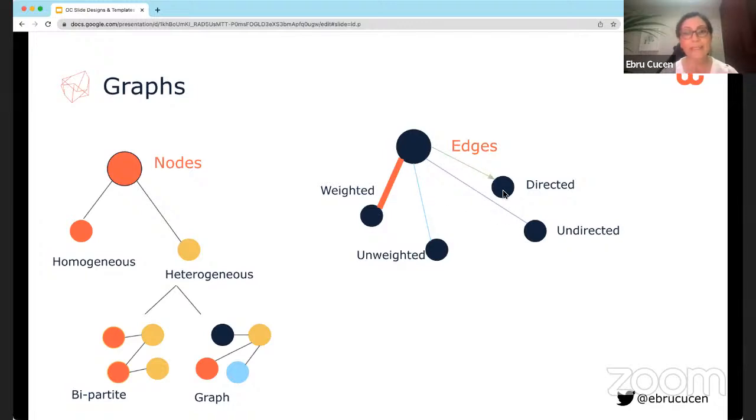Also, the edge can be directed. If the source and the target are important, then we call it a directed graph. A standard example is how follows work on Twitter: one person follows the other, which is directed. If you don't care about the relationship's direction, then it's called undirected.